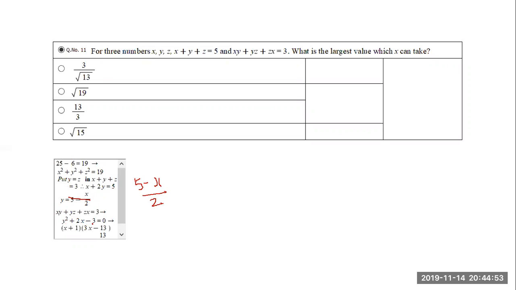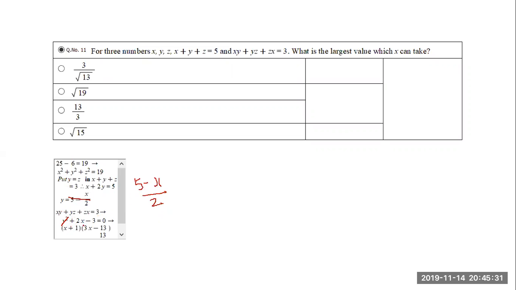Now, the equation is xy plus yz plus zx is equal to 3. So x into y, you will have to substitute here the y is equal to (5 minus x) by 2, and then you will get a relation. This is x squared. So once you substitute, you will have to get the answer here.